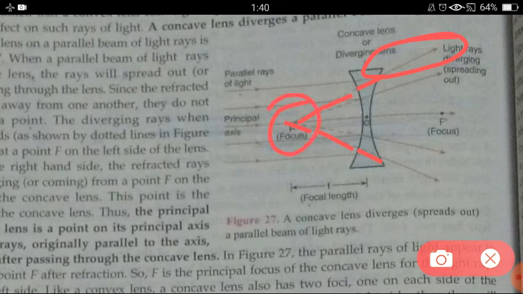So the point where the imaginary rays, that means the extended rays, meet, that point is called the focus of the concave lens. So now here you can see that after passing through the lens, the rays are actually not meeting with each other. But we are imagining that when we extend them backside, then they are meeting at one particular place, and that is the focus of concave lens. So that's why it is called the virtual focus, because actually the rays are not meeting here. So a concave lens is having the virtual focus.